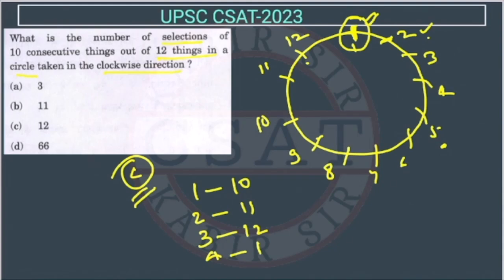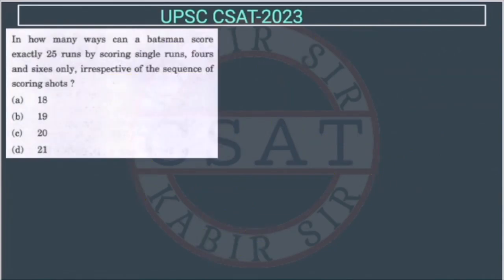Now let's see this question. This question is from permutation and combination, right? In how many ways can a batsman score exactly 25 runs by scoring single runs, 4 runs or 6 runs only, irrespective of the sequence of the scoring shots? So in how many ways can a batsman score? We have to find that. This is a little lengthy question, a level 2 kind of question.